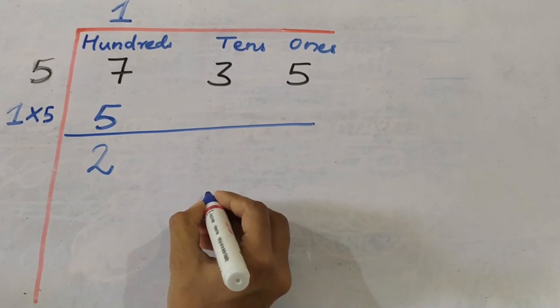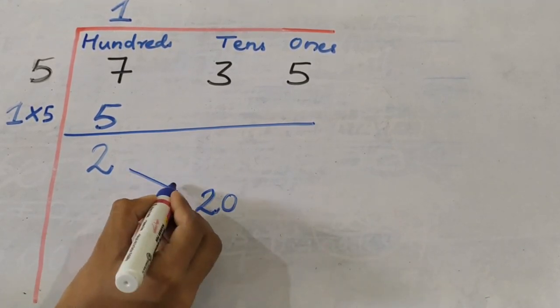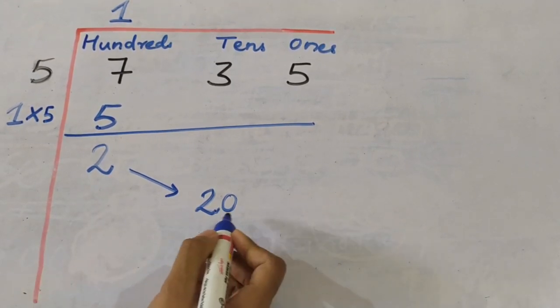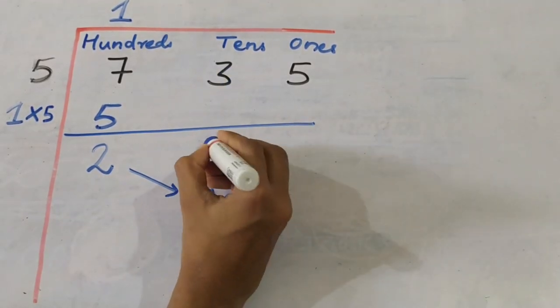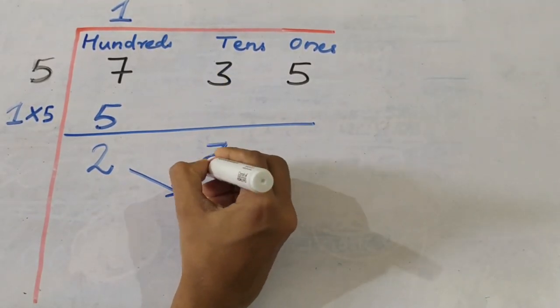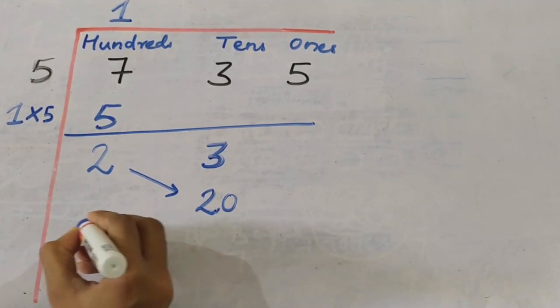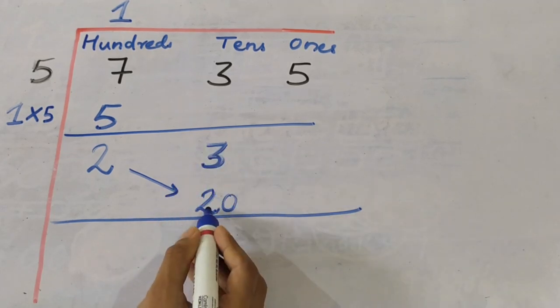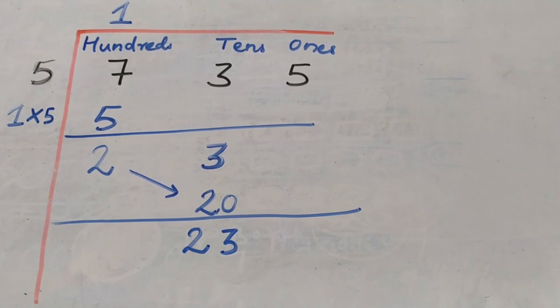We got 20 bundles. Okay, we got 20 bundles. Already here there are 3. So I will write here 3. Okay, now I am going to add, total how many bundles? 20 plus 3, 23 bundles.